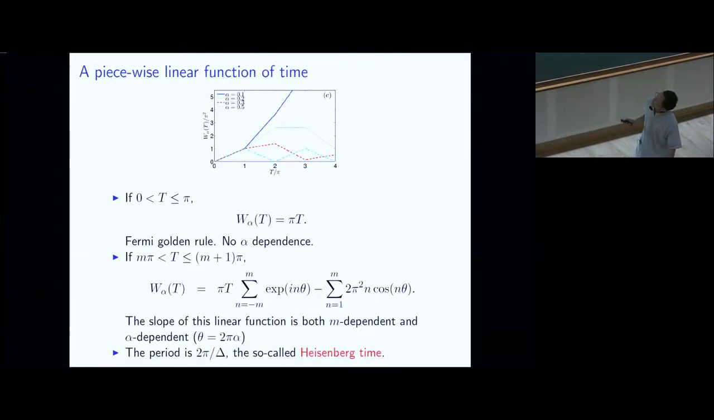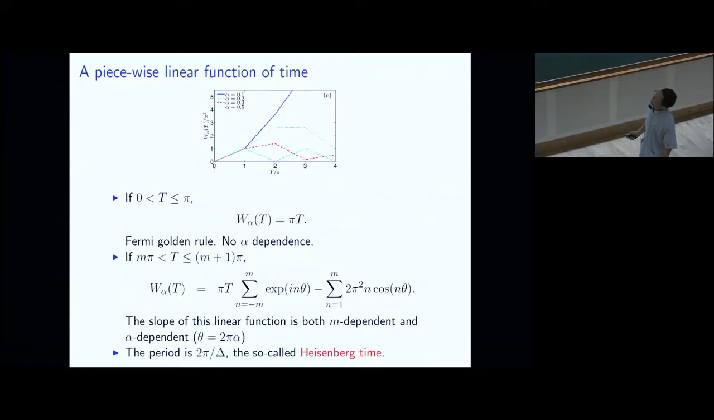in this form. Here we have 4 values for the parameter alpha. So you see that if alpha is 0.5, then it's linearly increased to some point, and then linearly decreases to 0, returns to 0, and then it's periodic. But the most important point is that if the time t is less than pi, then your W alpha function is just this linear function, independent of your parameter alpha. This is actually the Fermi's golden rule. There's no alpha dependence. This is a very reasonable result.